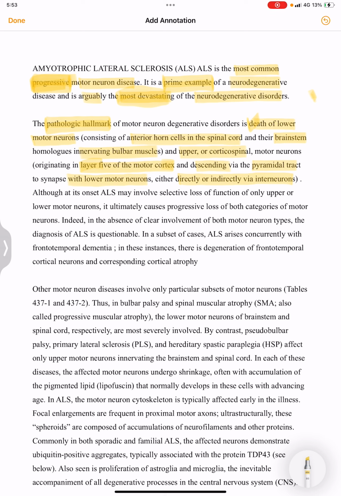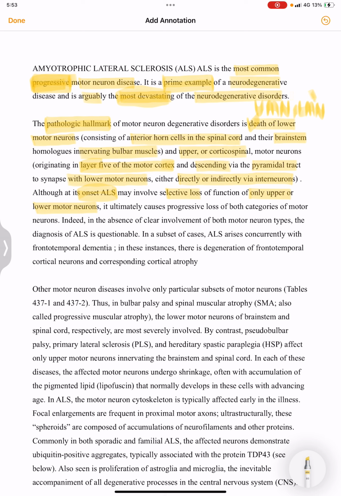Although at its onset, ALS involves a selective loss of function of only upper or lower motor neurons. So initially only upper motor neurons or lower motor neurons will be involved.